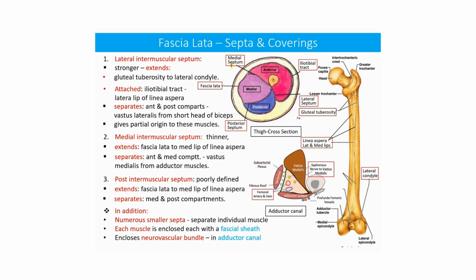In addition, fascia lata provides number one, numerous small septa which separate the individual muscle. Number two, it also provides fascial sheath to individual muscle. Number three, it also encloses neurovascular bundle in the adductor canal.